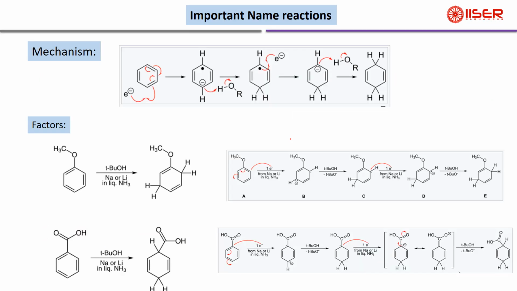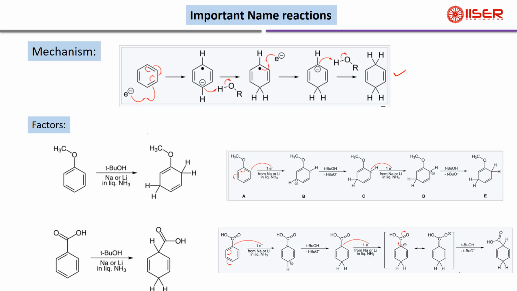This is the mechanism. This is a single electron transfer reaction where the single electron of sodium reacts with our aromatic ring. So this single electron will first be added to one of the carbons and it will move to form a negative charge here. Then it will take another electron from sodium, forming another negative charge, and this will give us this 1,4-cyclohexadiene.